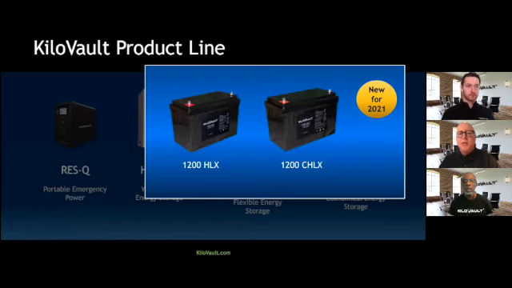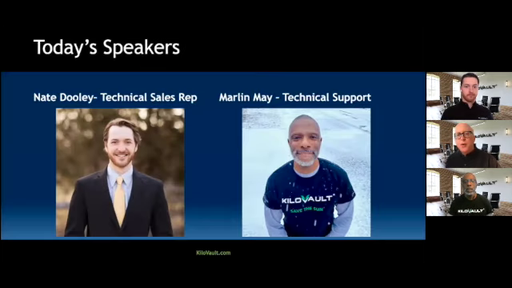Previously, we've had the 1800 and the 3600. These are a little bit smaller, lighter units that are suitable for some of the smaller applications out there. And it's a great addition to the product line. You probably have seen already our two main speakers. We have Nate Dooley, the technical sales rep, and we have Marlin May, our technical support. And we are ready to roll, guys.